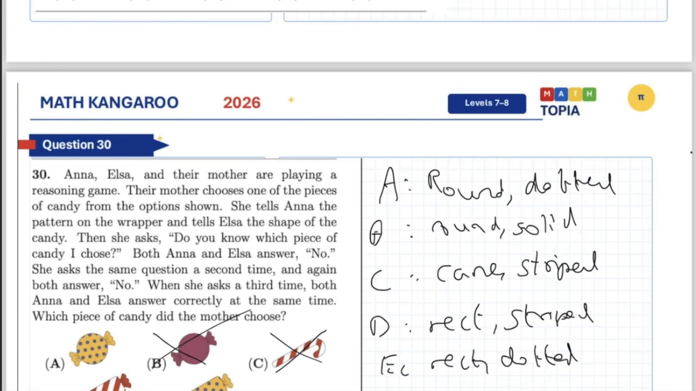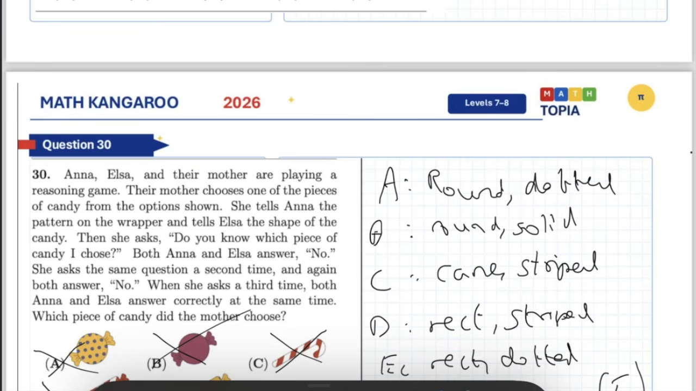Round two, both of them said no again. So the patterns for A and E are dotted, and D is the only one that's striped. If it was a striped one, Anna would have known immediately, so it is not D. That leaves us with A and E. And because Elsa said no, even though she knows that A is unique in having the round shape, we can eliminate A as well. And that leaves us with E. That is why our answer is E.